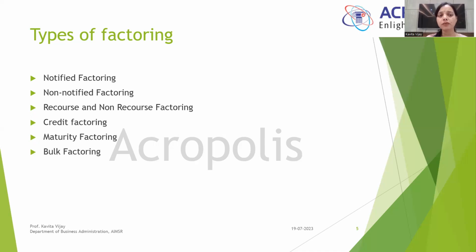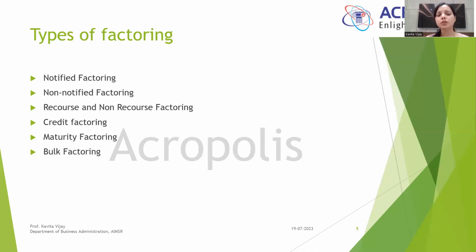In notified factoring, the customer is intimated that there is an arrangement with a factor, or an assignment of debt to the factor company, and the customer has to pay their bills to the factor company. Second is non-notified factoring, or we can say confidential factoring, where the customer is not intimated about the agreement between the factor company and the selling company. It is because of the risk of non-payment. That's why the seller company and the factor company do not intimate the customer about their agreement.